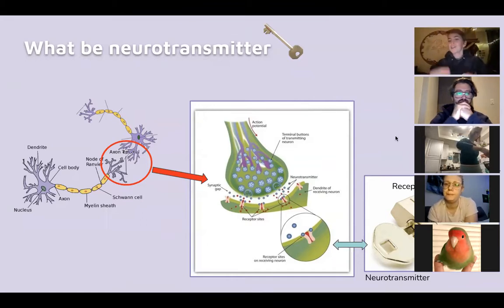I know it's complicated. So you want to think of these like locks and keys. Neurotransmitters are little keys that fit into little locks, and if they fit properly, and they're supposed to, they'll turn and open the lock and electricity continues on.